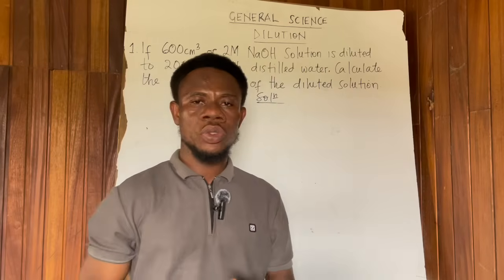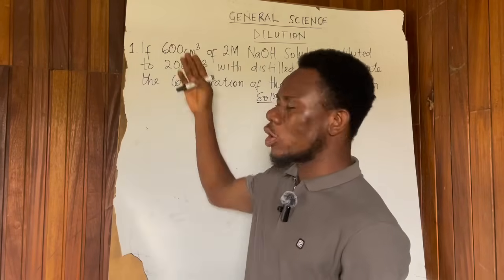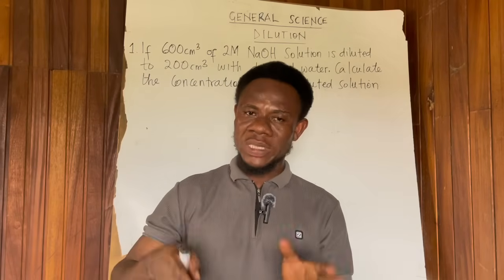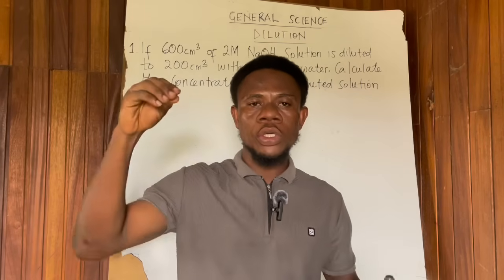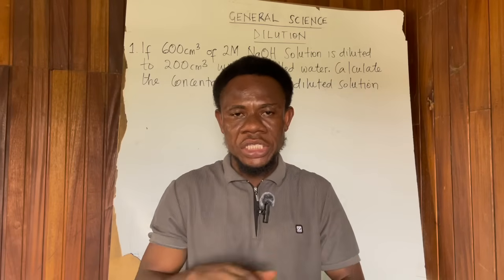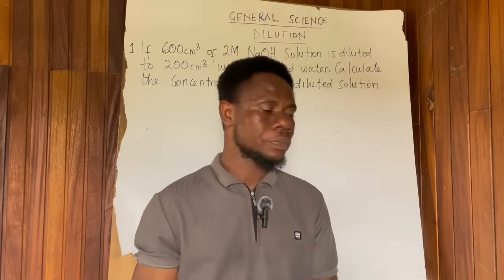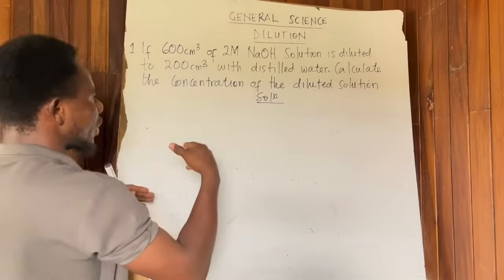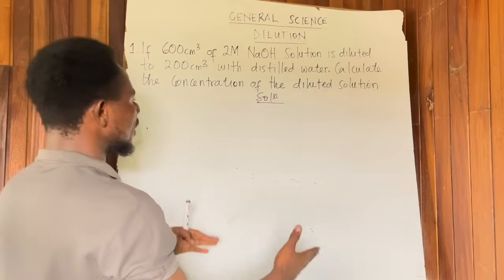Now, one thing you should take note of: when you get a dilution question and your volume is in centimeters cube, please don't waste your time changing from centimeters cube to milliliters or liters. Use the centimeters cube to find your answer. Don't change anything when you are performing a dilution question. One thing you should take note of is that you should write down the parameters given in the question so that it will seem very easy for you.